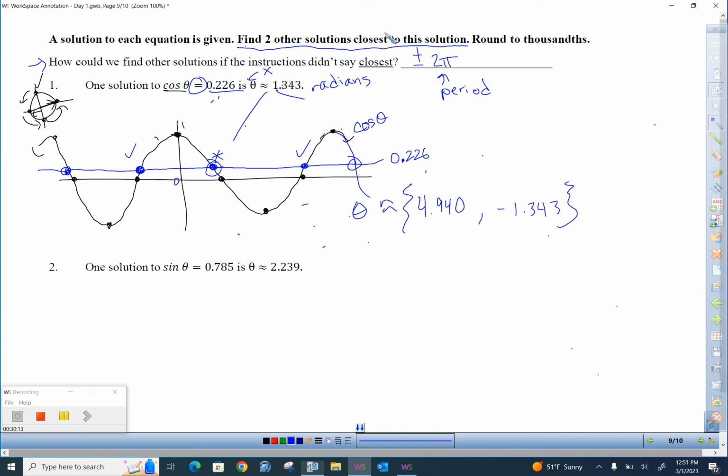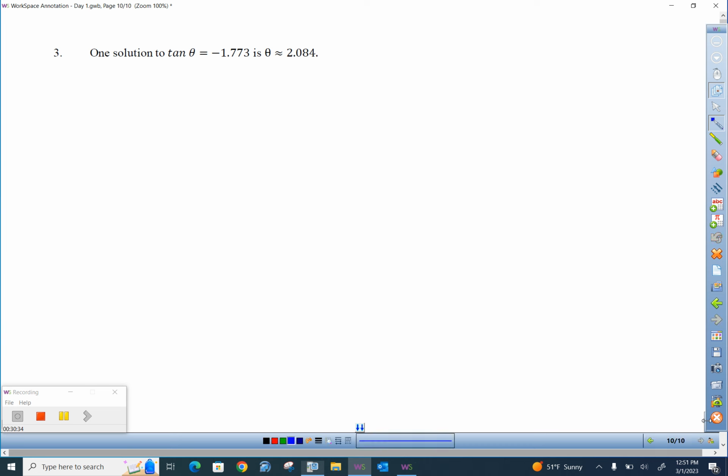Sine is going to work the same way, so I'm going to skip over that one, and we're going to just do this last one together. It says one solution to tangent is this. We're going to sketch it first. So let's draw a little graph.